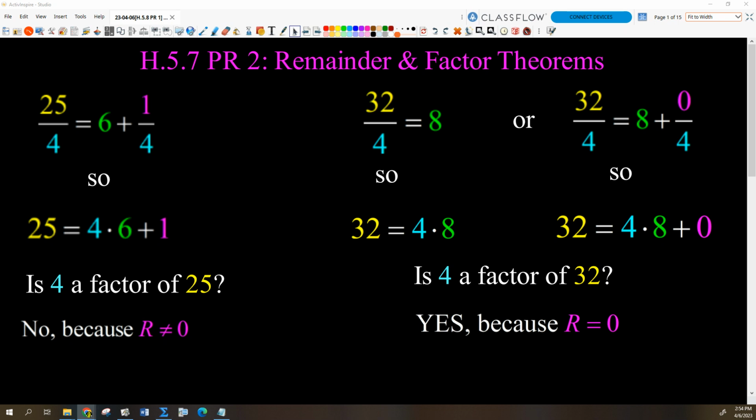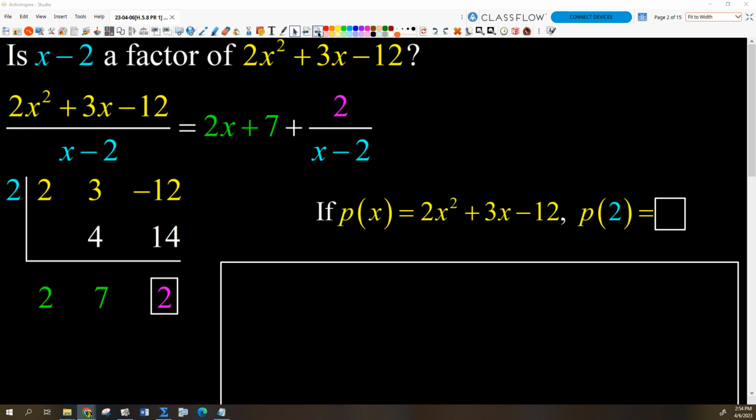Okay. Well, we can apply that same thinking, obviously, to quotients of polynomials. It doesn't have to just be numbers, right? So we could look at something like this. We want to know, is x minus 2 a factor of 2x squared plus 3x minus 12? Well, to find out, we would just see what the remainder is, right? So if I divide these out, what's the remainder going to be? What's the easiest way to simplify that quotient? Long division or synthetic division? Synthetic, yeah, because look at the bottom, x minus 2.